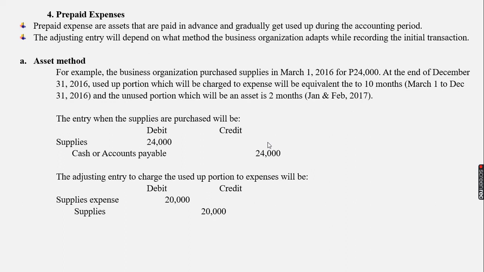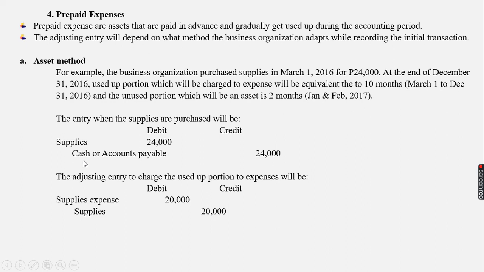So, yung 24,000, i-divide mo siya sa 12 months and then, i-multiply mo siya ng 10 months. So, ang na-consume niya from March 1 to December 31, 2016 na portion ng supplies is worth 20,000. Okay? So, ang entry mo sa March 1, 2016 is yan, syempre meron kang supplies 24,000 and kapag inutang mo or kinash mo yan, binayaran mo ng cash, ang credit mo is 24,000.